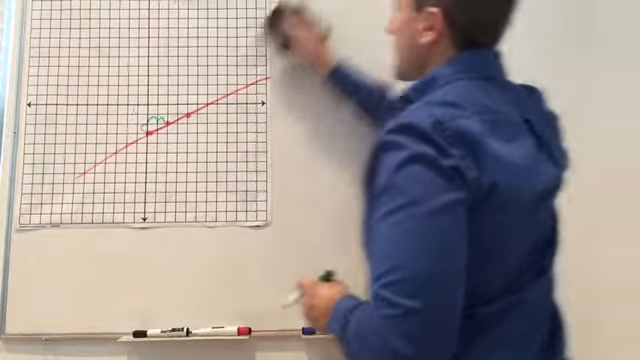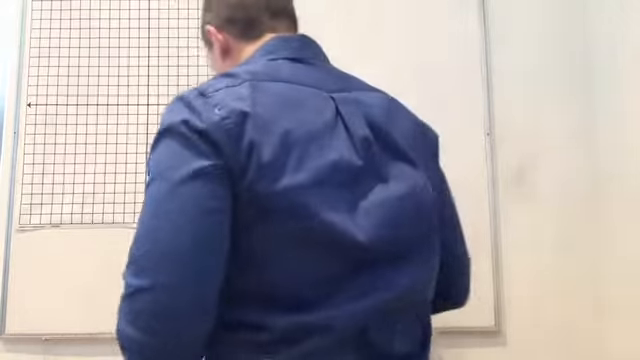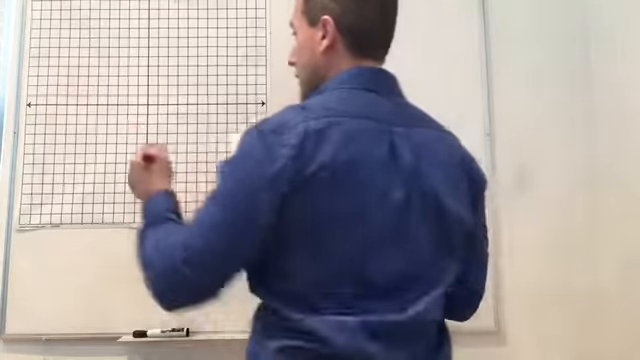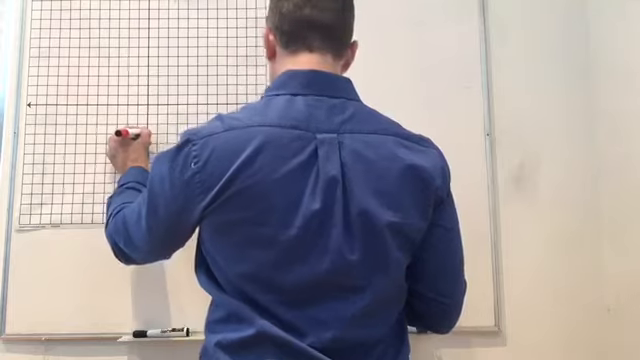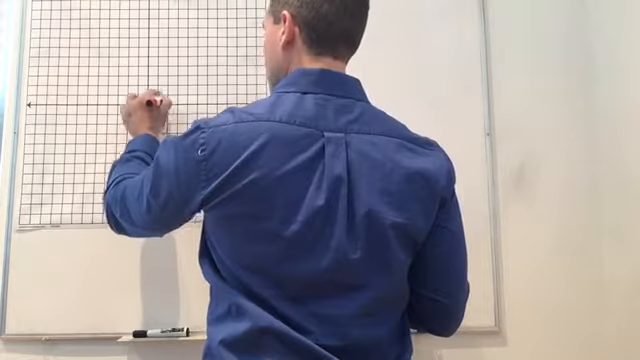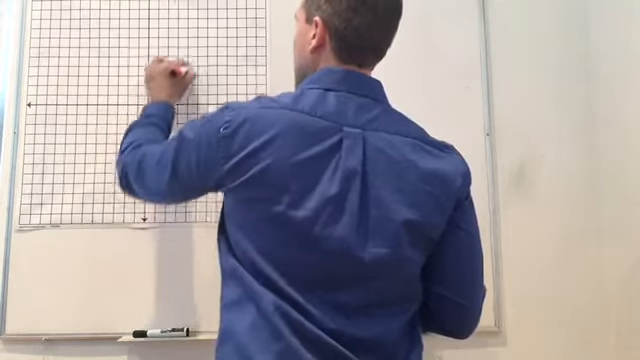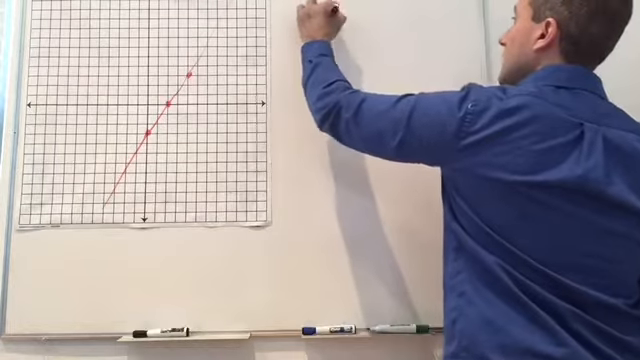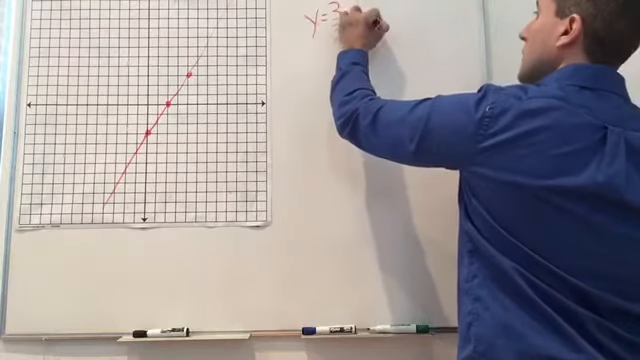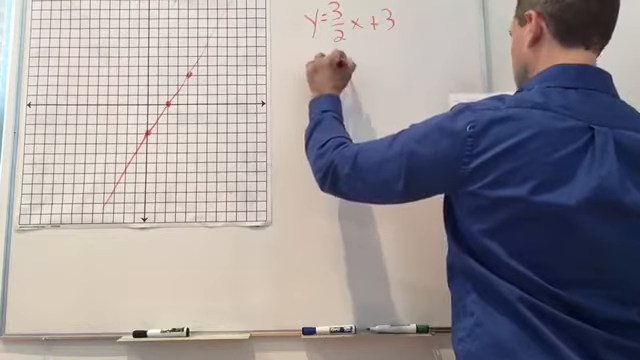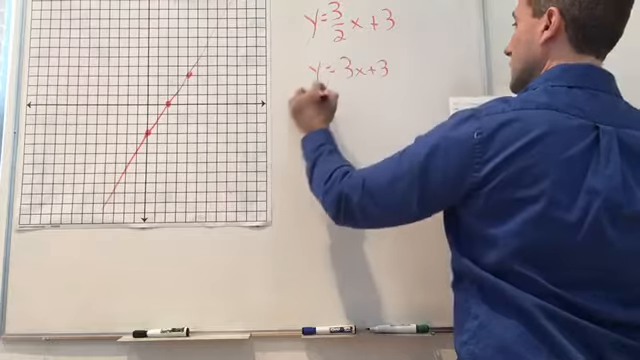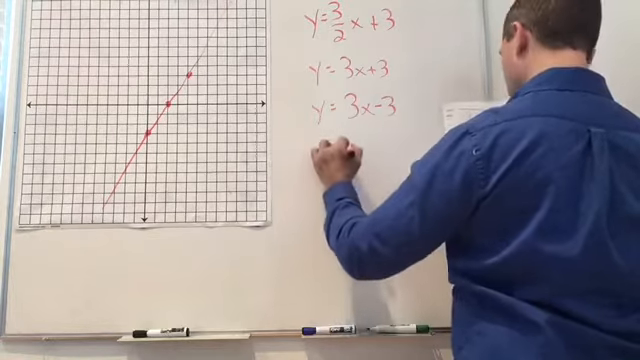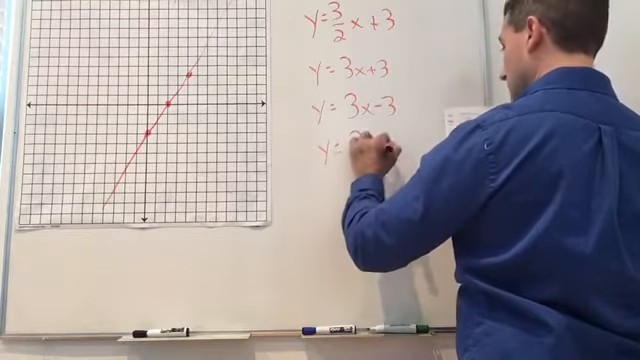Again, you're really just doing the same thing over and over. If you ask yourself those questions, you can eliminate some bad answers right away. So, next one. Line looks something like that. Gives us y equals 3/2 x plus 3. Y equals 3x plus 3. Y equals 3x minus 3. And y equals 3 over 2x minus 3.